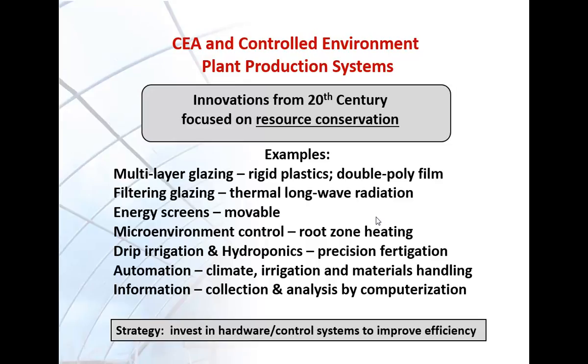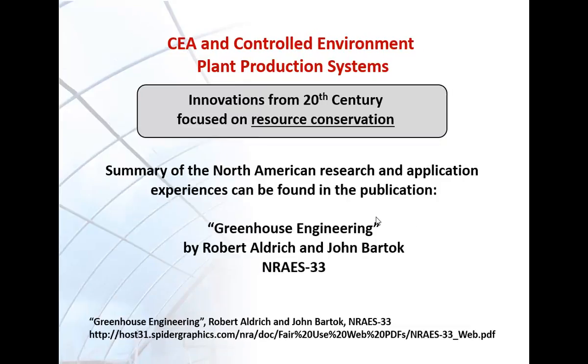And finally, information. Computerization allowed the collection, the storage, and the analysis of data, which began to give the grower, the user, the operator of the system a better understanding of how it worked and how it might be improved. Essentially, the strategy was to invest in hardware and control systems to improve overall resource use efficiency.